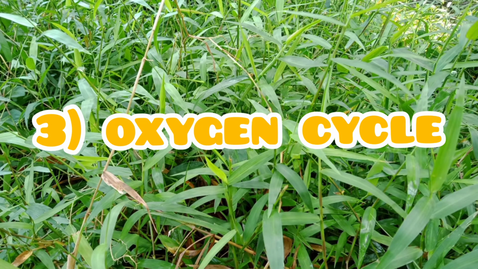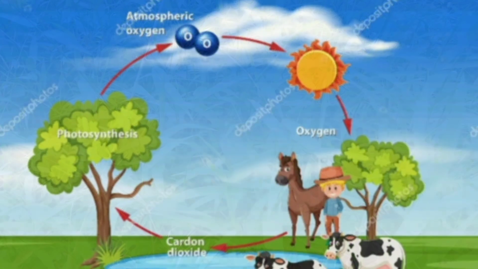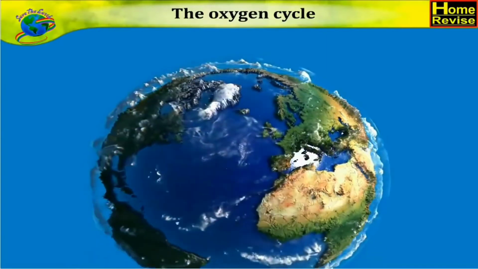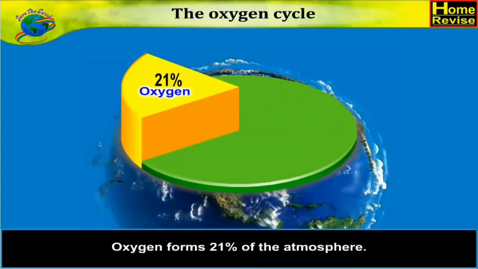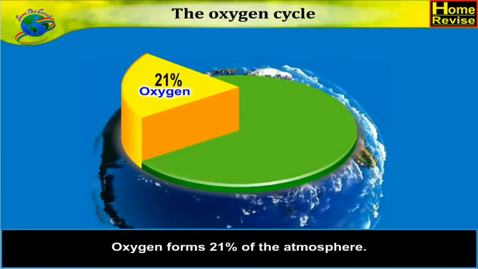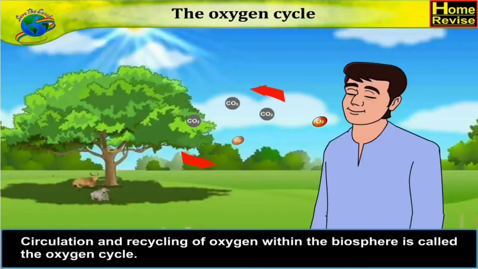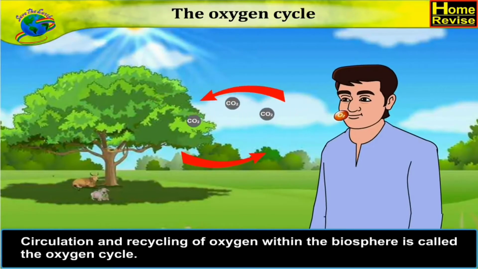Third is the oxygen cycle. Oxygen is essential for life. Aquatic organisms are dependent on oxygen dissolved in water. Oxygen is required for decomposition of biodegradable waste products. Oxygen forms 21% of the atmosphere. It is also present in the hydrosphere and lithosphere. Circulation and recycling of oxygen within the biosphere is called the oxygen cycle.